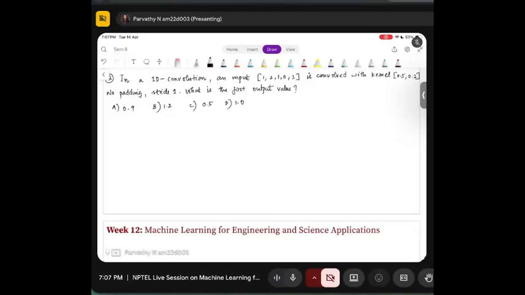So in 1D convolution, an input 1, 2, 1, 0, 3 is convolved with a 0.5, 0.2 kernel. There is no padding. The stride is 1. What is the first output value?